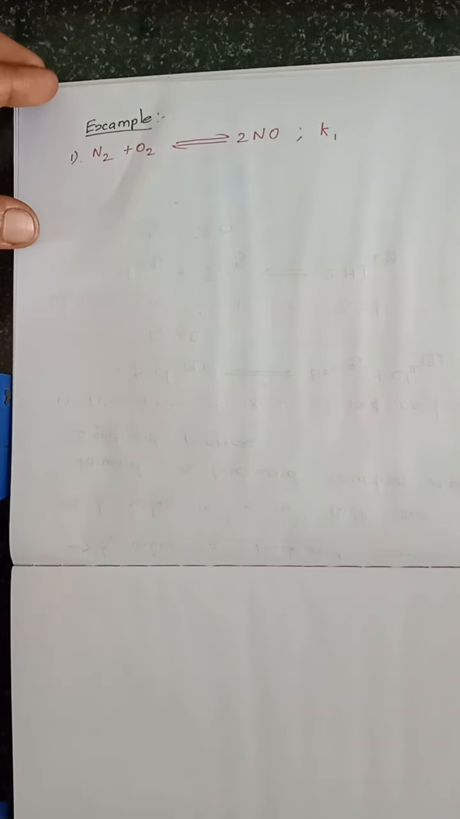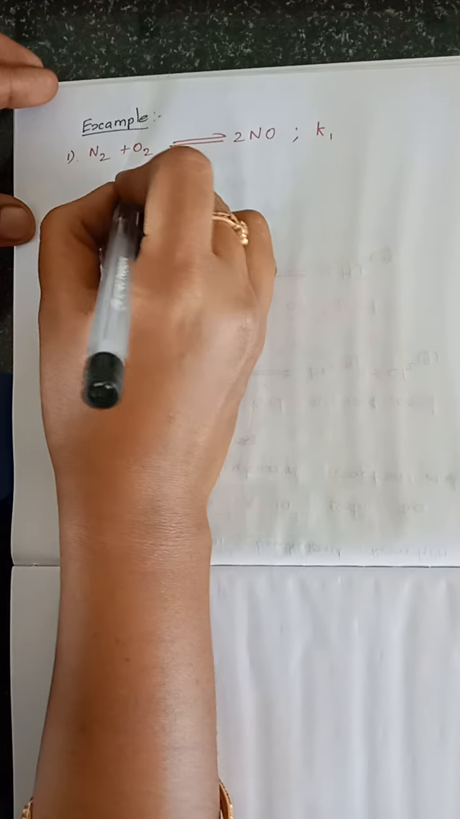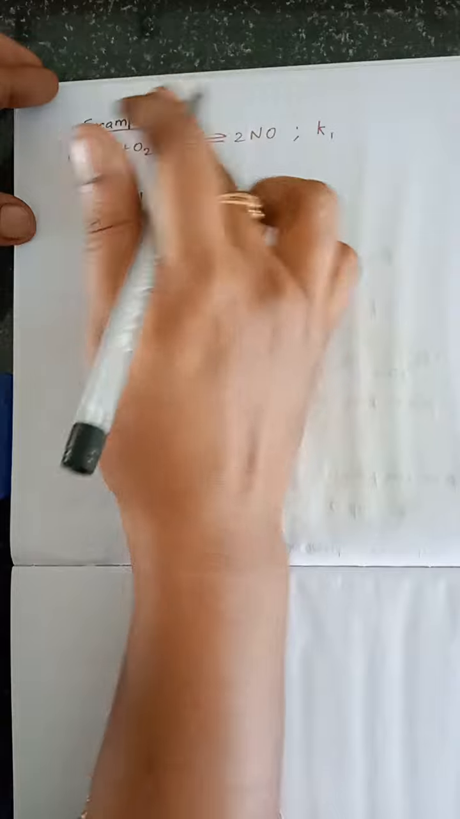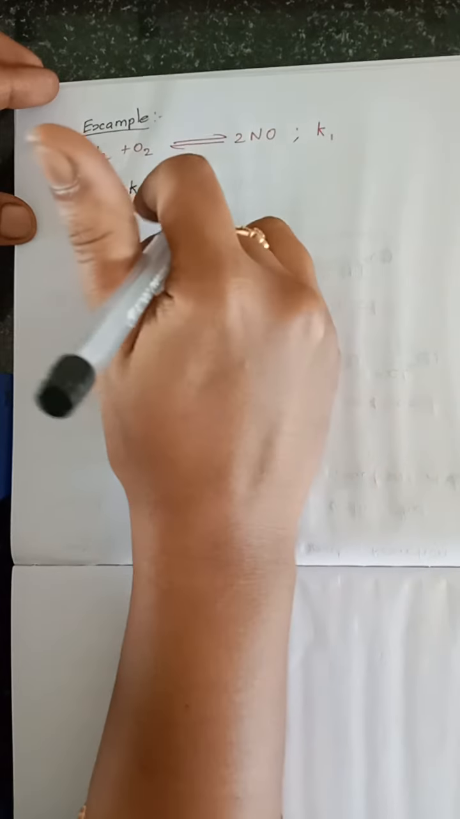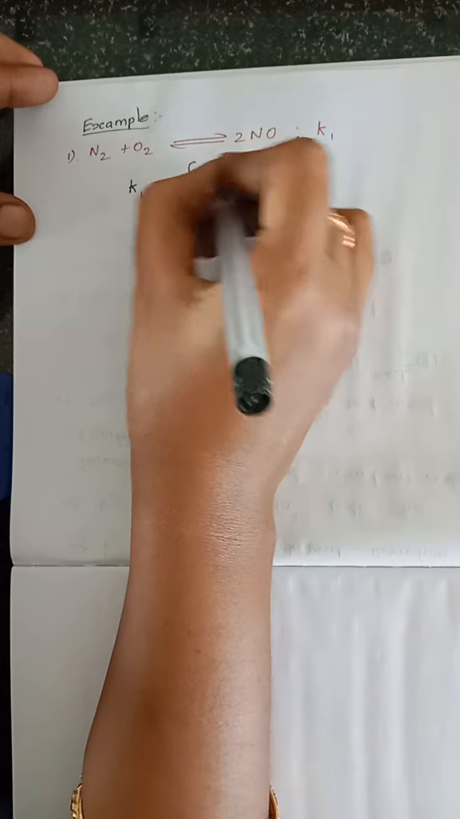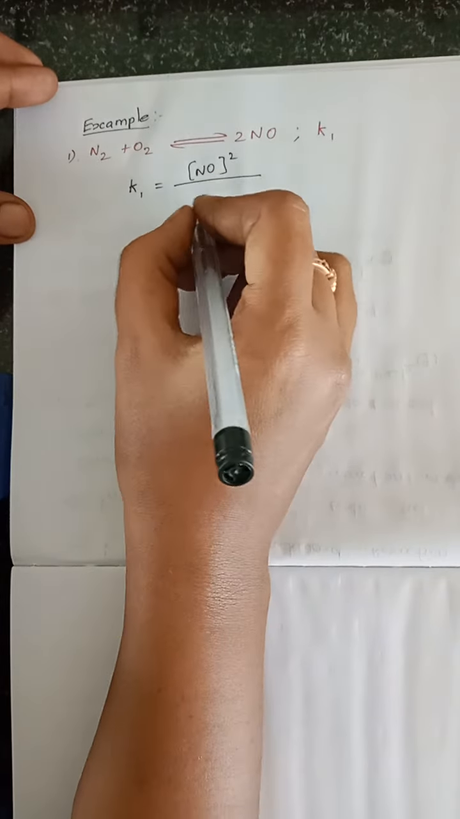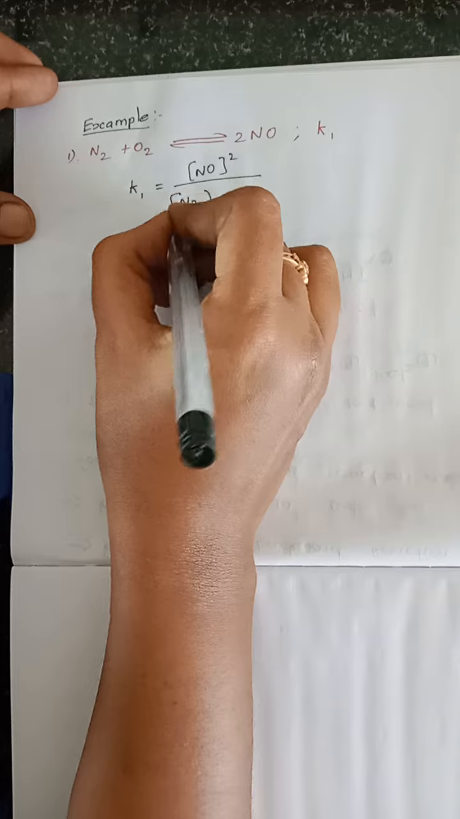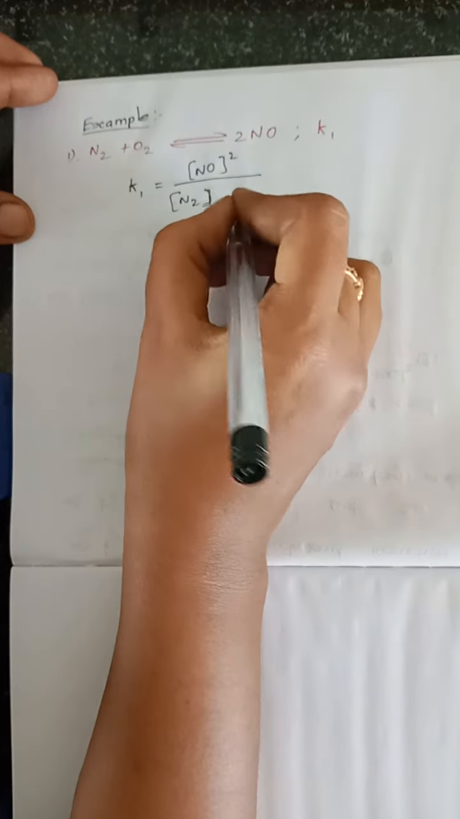In the first reaction, nitrogen N2 plus oxygen O2 is the reversible reaction for the formation of nitrogen monoxide. So you write the K1 value. What is the K1 value? K1 is equal to the forward reaction divided by the backward reaction. So you write the formula: NO concentration squared divided by N2 and O2.